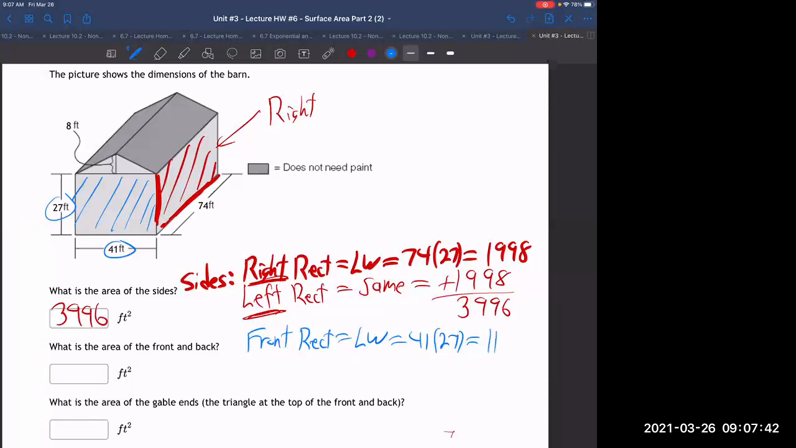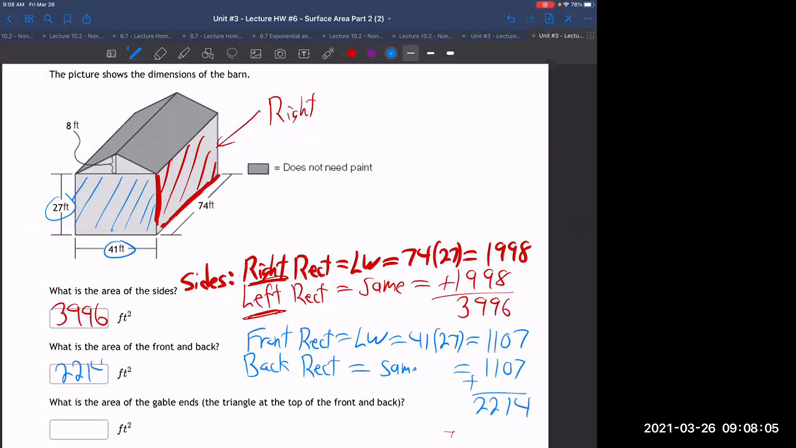I'm getting 1107, and then the back rectangle is the same, isn't it? Front and back, there's one in the back. We can't see it, but we know it's back there. We don't think this barn is like a movie prop where there's really no back.